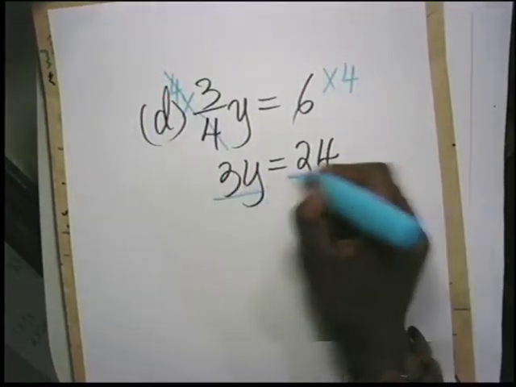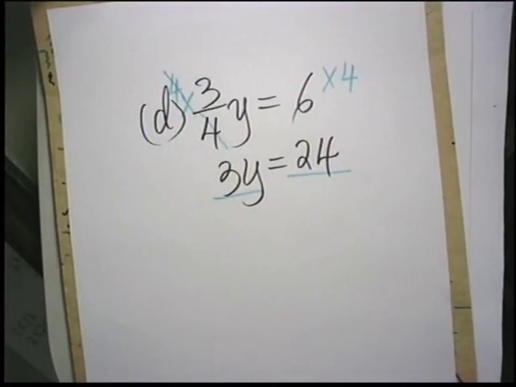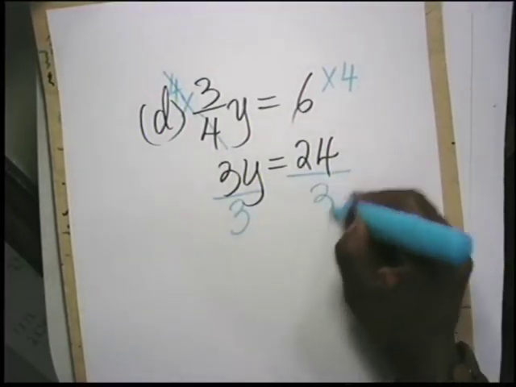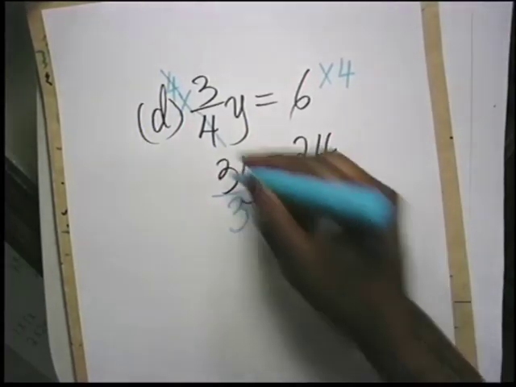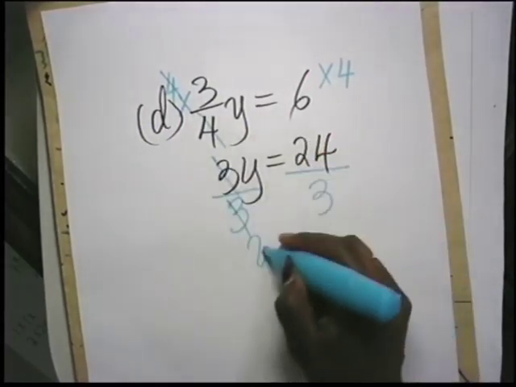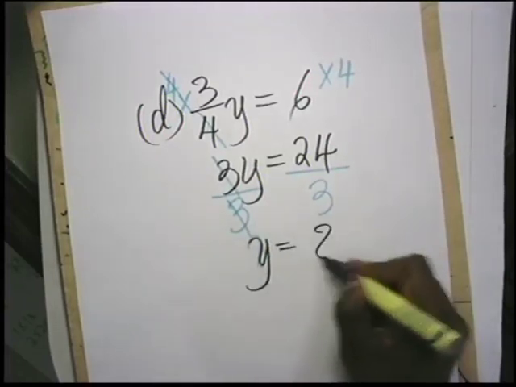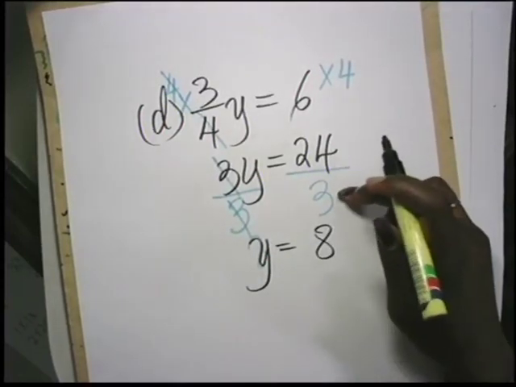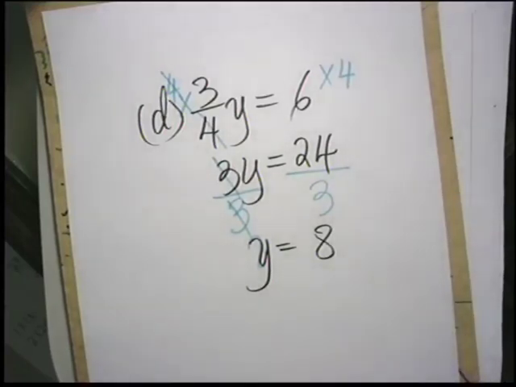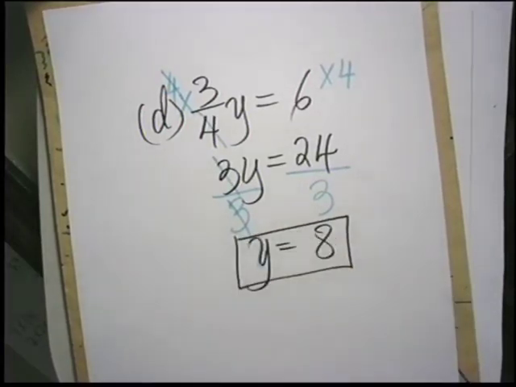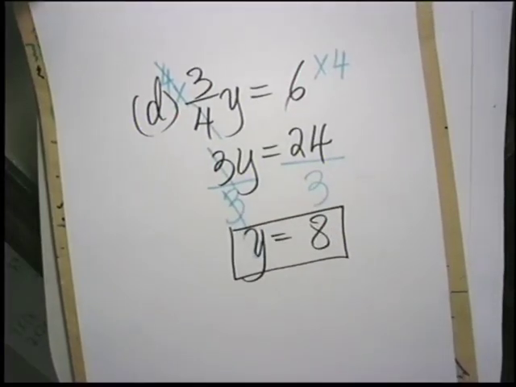How can I get rid of that 3 that is accompanying y? I divide. What I do on one side, I do on the other side. I divide this side as well. 3 and 3 cancel. Then we write with a pen. y is equal to 8, because 24 divided by 3 is 8. Now I know the value of y. And if you want, you can quickly check just the same as I showed you. Due to time, let's proceed. You will try others by yourself.